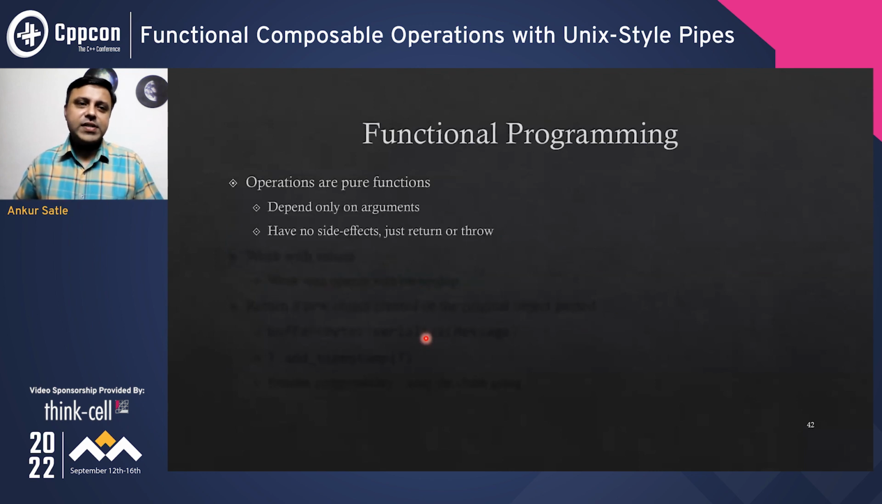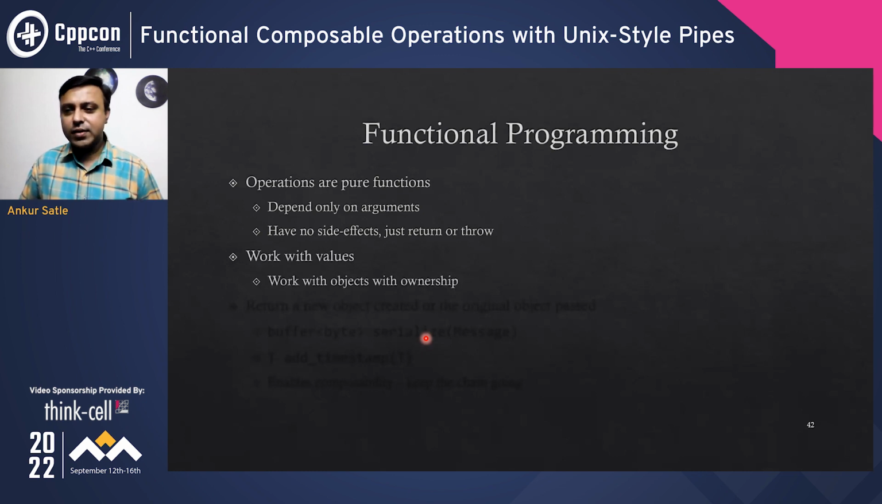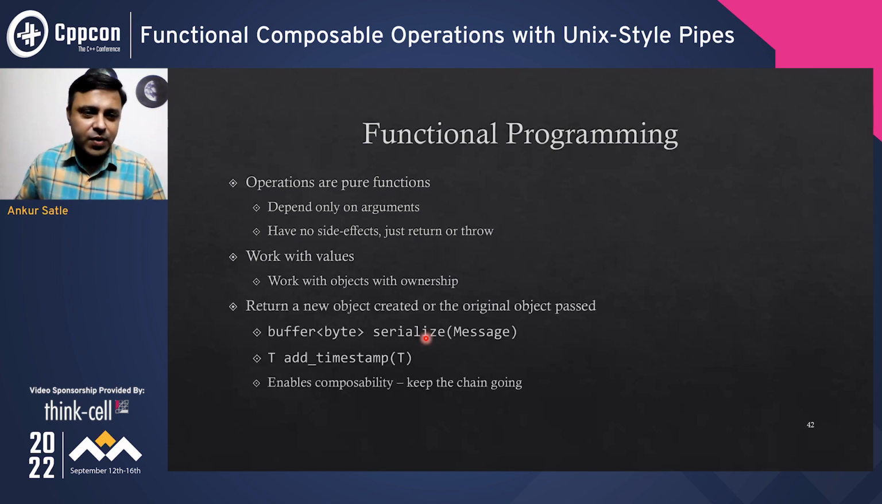Okay, so basically, if you have your pure functions and you depend only on the arguments, have no side effects or maintain state, you just either return or throw. That's the sweet spot to be in. Work with values and work with ownership. So many times these objects won't even get instantiated or placed in RAM memory. They would just be passed along in registers, perhaps. And it's a very optimal way of working. Return a new object created by the original object passed. Say you serialize, and composability.